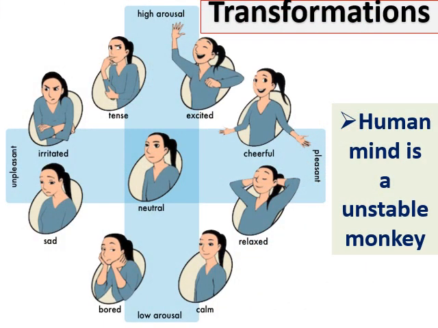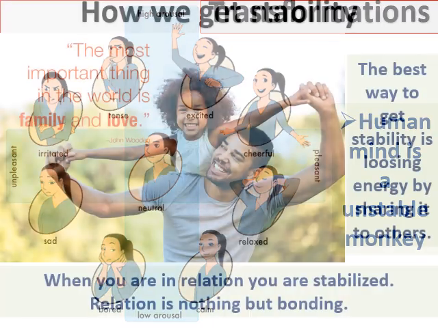However, the human mind is an unstable monkey. In a single day or single hour, our mental state goes through many transformations. Sometimes we are in a highly pleasant mode, sometimes in depression, sometimes overexcited or overtensioned, sometimes experiencing great boredom. Whatever it is, in these emotions we are not stable at all. Then how do we come to a stable state?